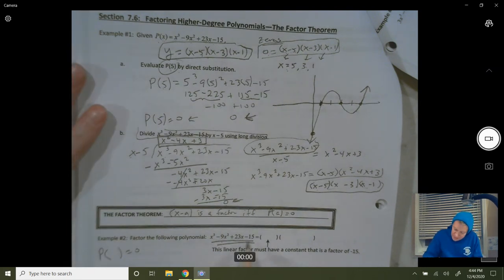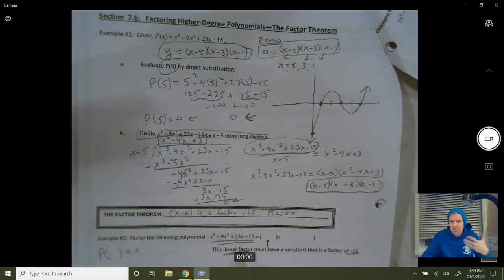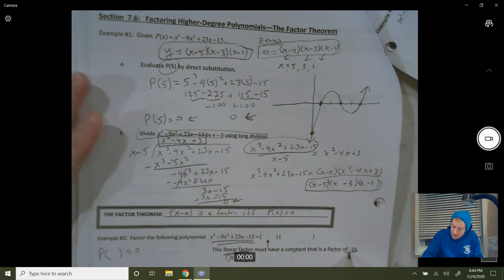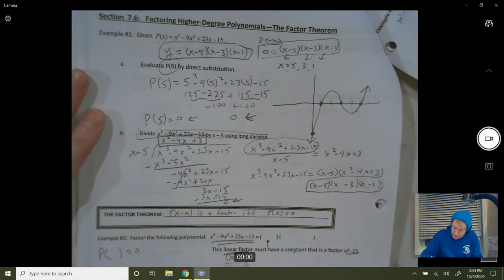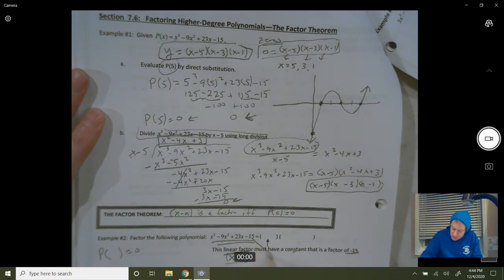If we look at this constant, the zeros must have a constant that is a factor of 15. So this actually should say the linear factor has a constant. Your factor is going to be like x minus something, or x plus something. So your factor in the form of x minus a, the constant in that factor is going to be a factor of negative 15. So let's look at all of our factors of negative 15.